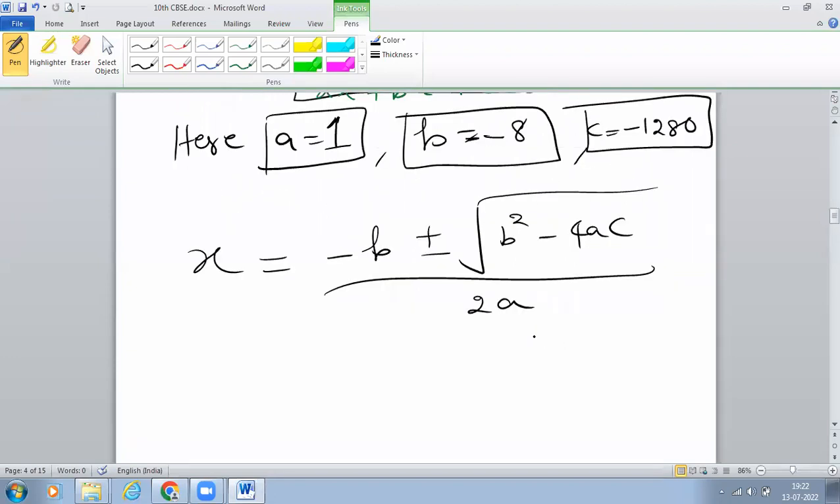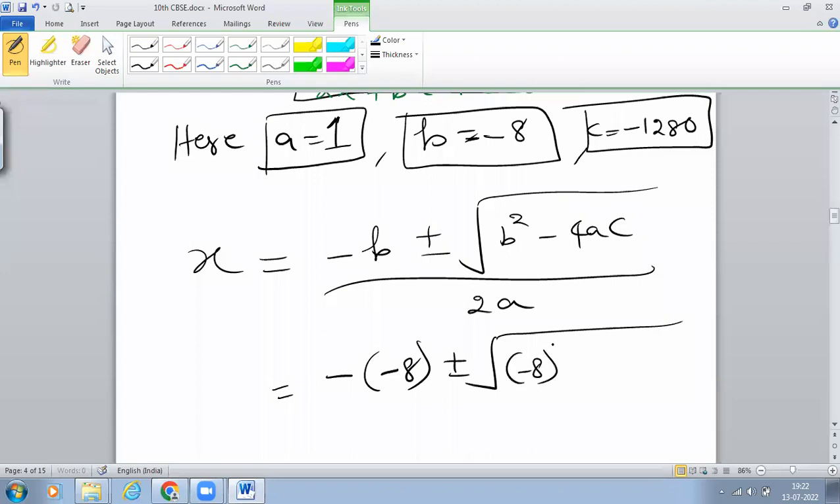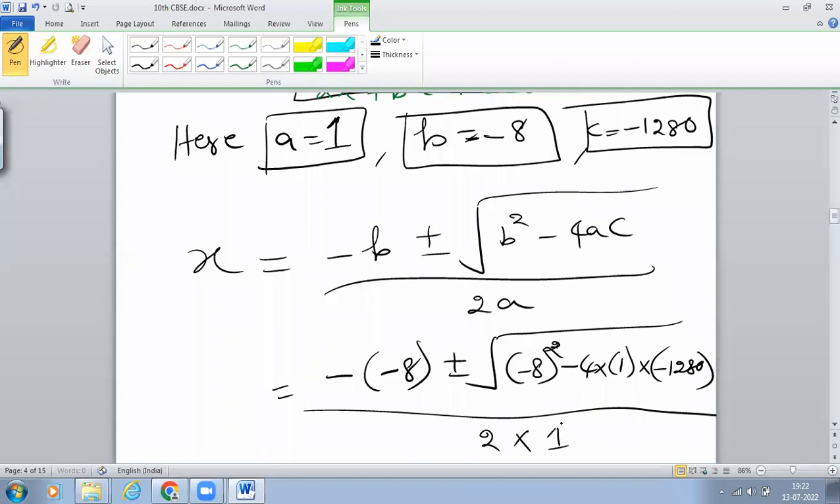So now we have to replace the values. We have to substitute the values of a, b and c. So minus of b, what is b here? Minus 8. So minus of minus 8 plus or minus square root of b square. What is b here? Minus 8. So minus 8 the whole square minus 4 into what is the value of a? 1. So 4 into 1 into what is the value of c? Minus 1280, whole divided by 2 into a. What is the value of a here? 1. 2 into 1. Please write up to this step.